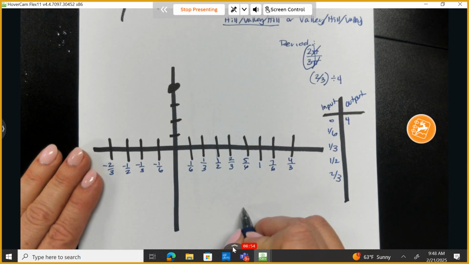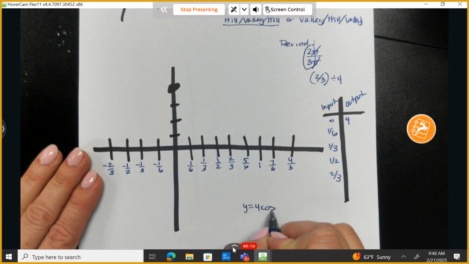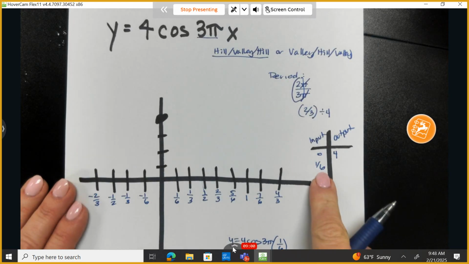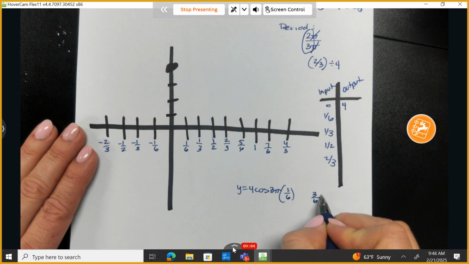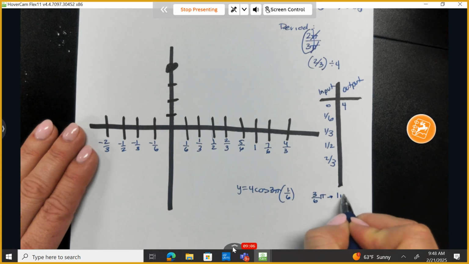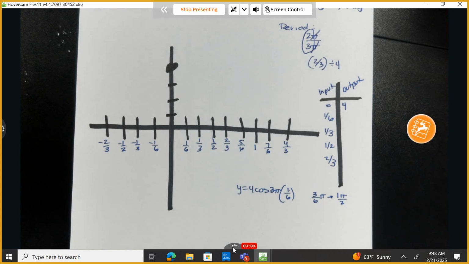Down below, we have a little more space. Y equals 4 cosine of 3 pi, and I want to take it times my 1/6 input. So 3 times 1 is 3 over 6 with the pi. That reduces to 1 pi over 2, and I could use a calculator to reduce that.